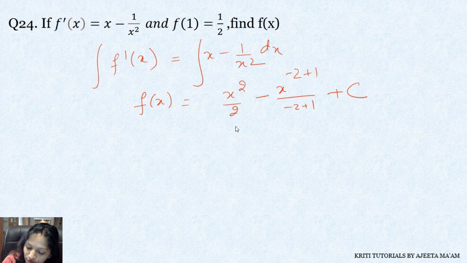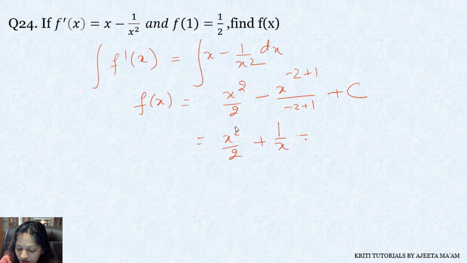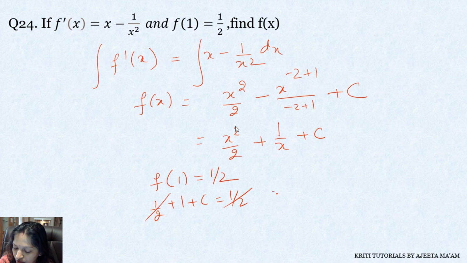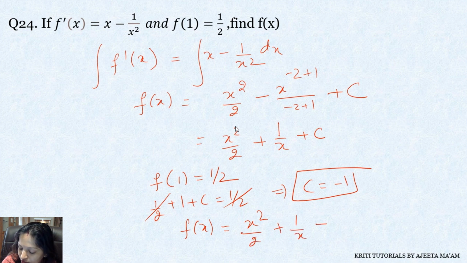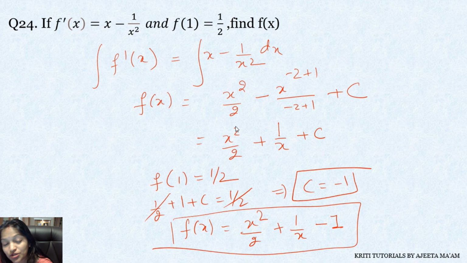Okay. So now what will you get? x square by 2 plus 1 upon x plus c. Now it is given that f(1) is 1 by 2. So let's put 1. So 1 by 2 plus 1 plus c is 1 by 2. So what will be the value of c? Simply minus 1. So your final answer will be f(x) equals x square by 2 plus 1 upon x minus 1. Now you will give the final answer by substituting the value of c. So this is what we have here.